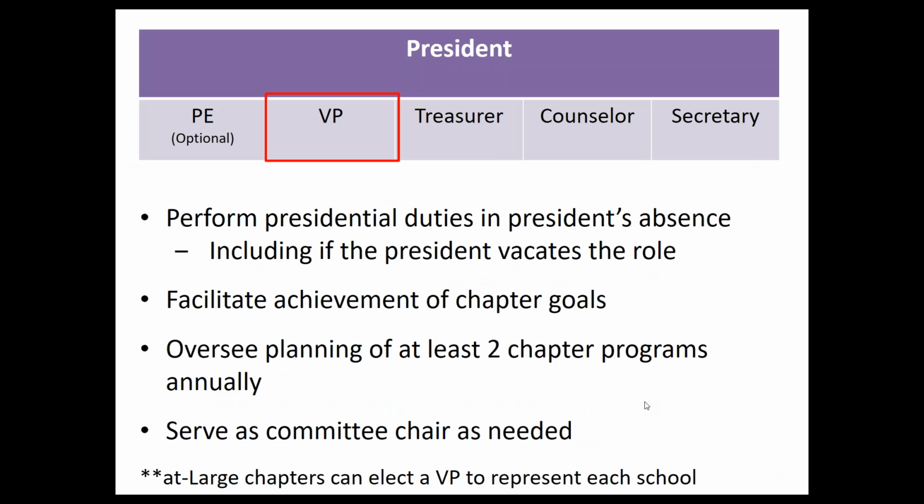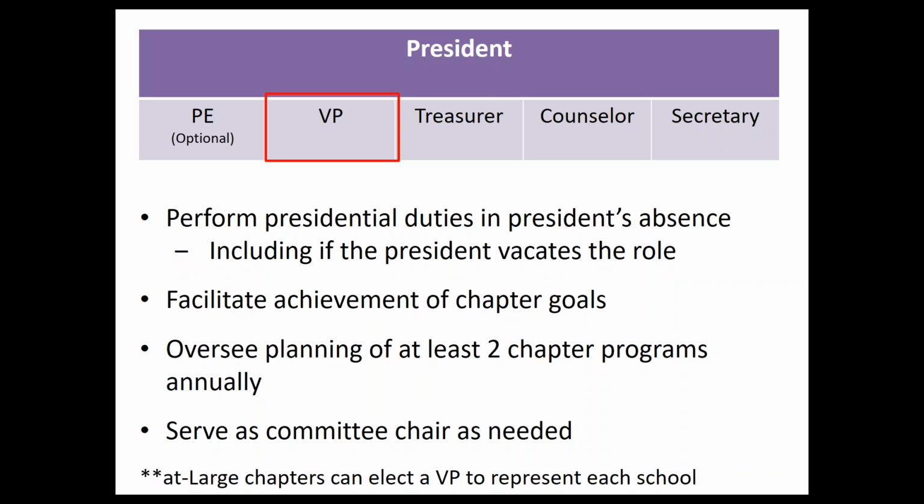Now, the vice president is tasked with performing the president's duties in that person's absence. That does include if the president vacates their role. So even if you have a president-elect, that's all based on terms. Whereas the vice president, if for some reason the president has to step down 3 months early, the vice president would become president for those 3 months, at which time there would either be an election for a new president or the president-elect would step into the president's position.